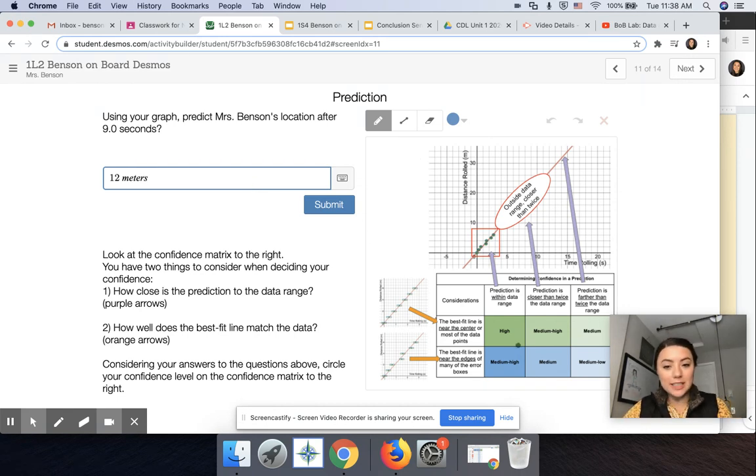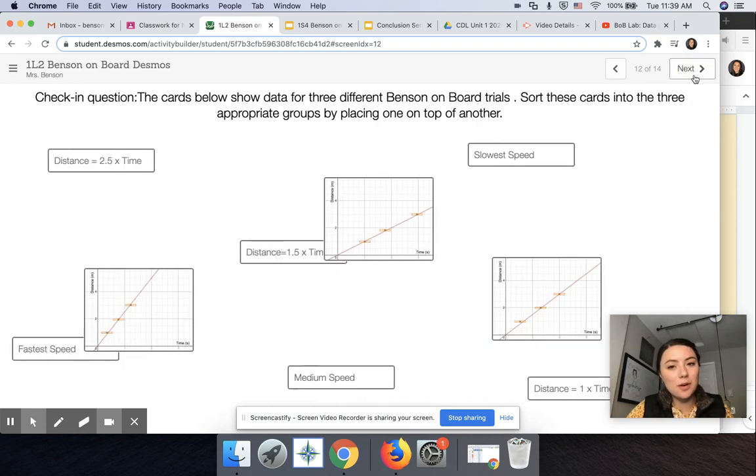And then over here, you need to say if your prediction is high, medium high, medium, or medium low. So if we look at this, I picked a data point that was directly on my best fit line. Here it says the best fit line is near the center of most data points. That is true. And my prediction is within data range. So it's right next to the best fit line. So I'm going to circle high. All right, let's go ahead and go on.